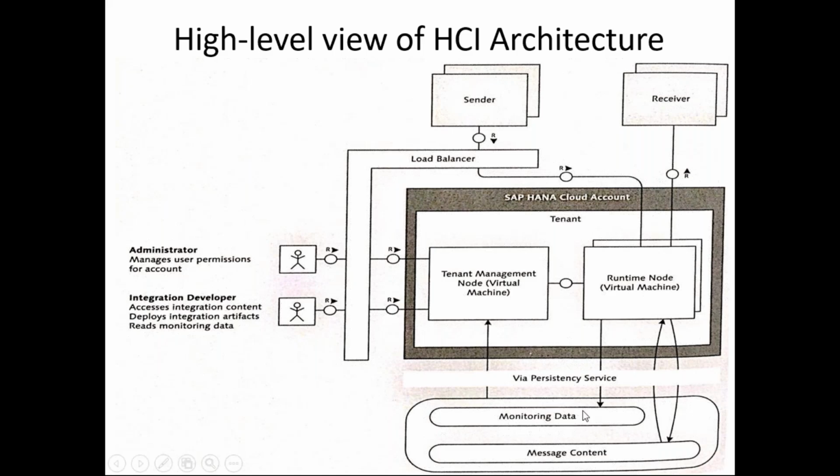Then in the below, if you see, via the persistency service, there are other areas connecting to the tenant. These are called a type of stored data. Persistency means storage operations. So what kind of data will be stored in the CPI? One is monitoring data. While monitoring, some data will be created through logs, through trace, through debugging. This type of data is stored.